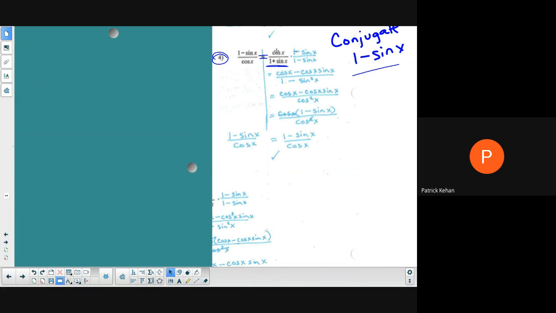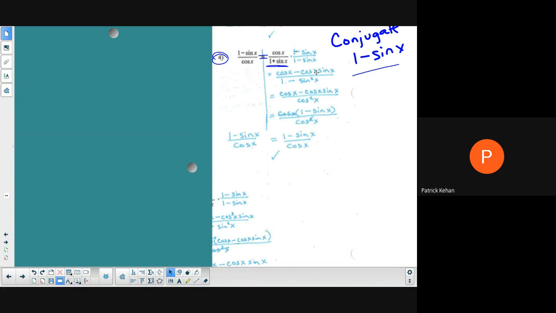So we're going to distribute the term in the numerator on the left to both terms in the numerator on the right. And then same thing, we're going to distribute both terms in the denominator on the left to both terms in the denominator on the right. In doing so, cosine times 1 is cosine x here. Cosine times negative sine x is negative cosine x sine x. Not much you can do about that.